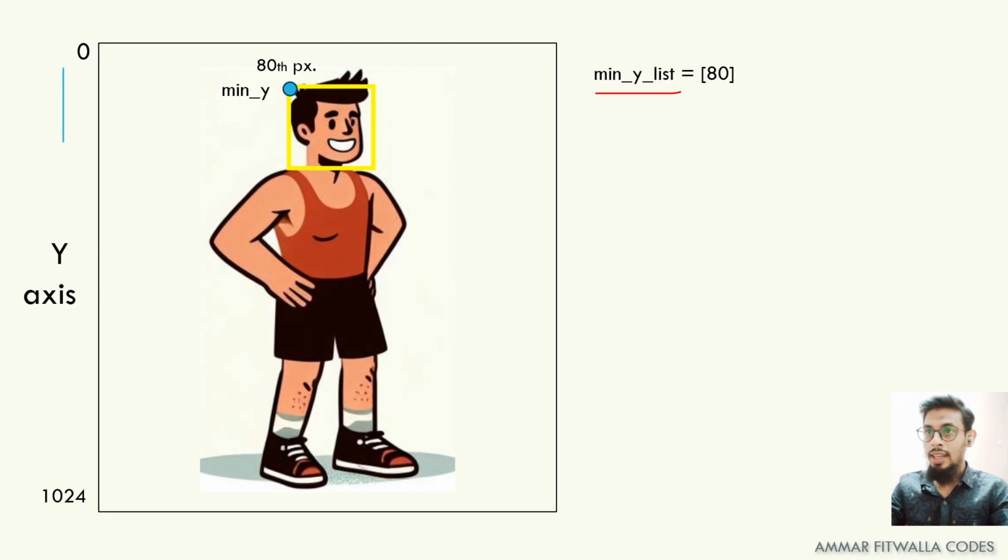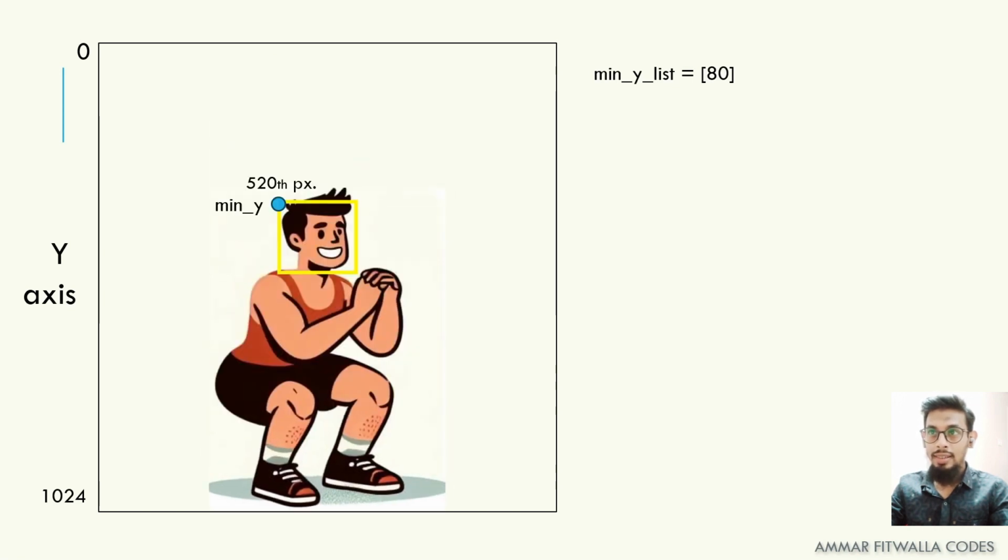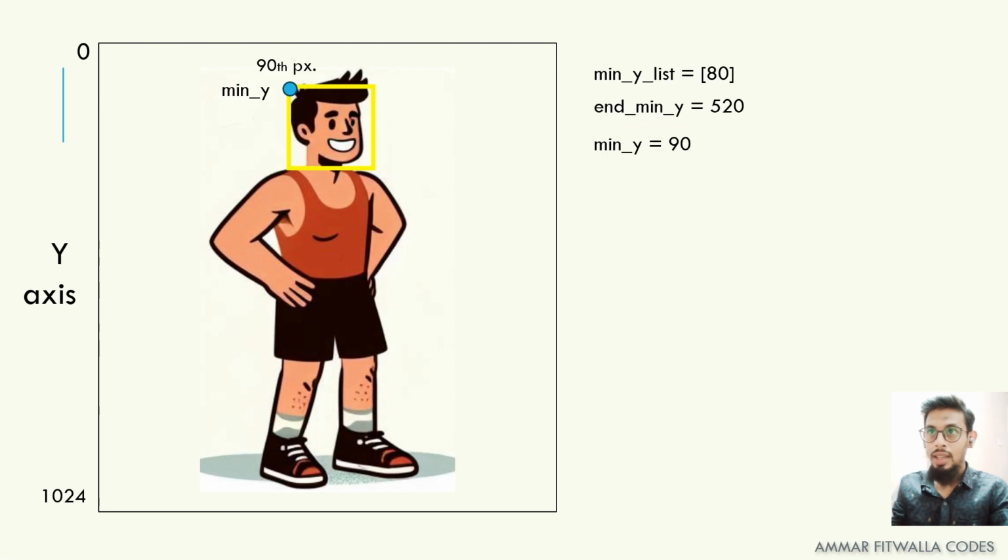Okay. Then as the user proceeds to do the squats, as the user bends down, the min-y value will keep on increasing until a certain point where the user decides to stop bending down and decides to stand up. So this will be the last point. So we will take this 520th pixel value and store it in a variable called end min y. Okay, then the user will stand up, and this time the min y value could be 90 instead of 80.